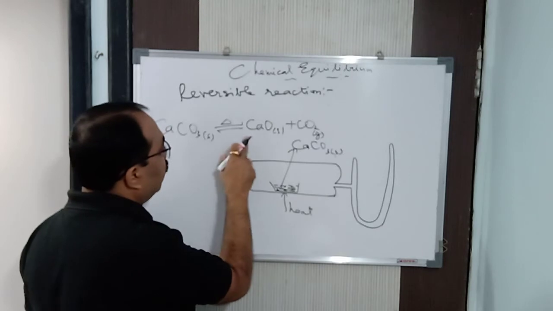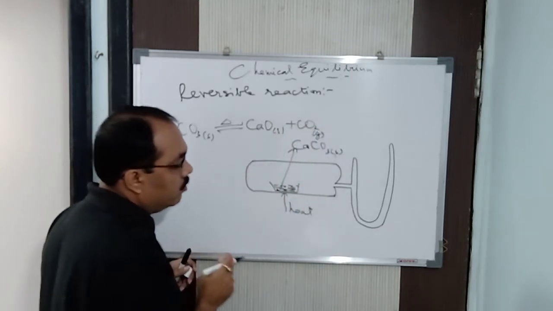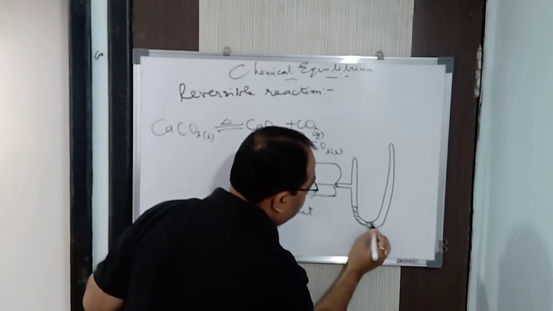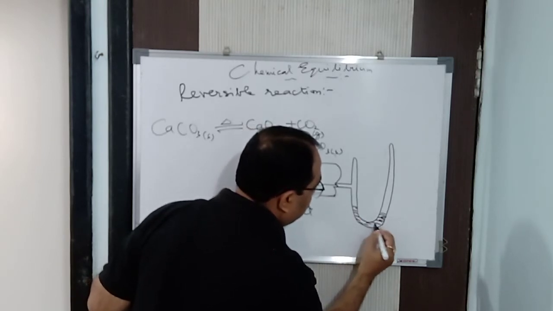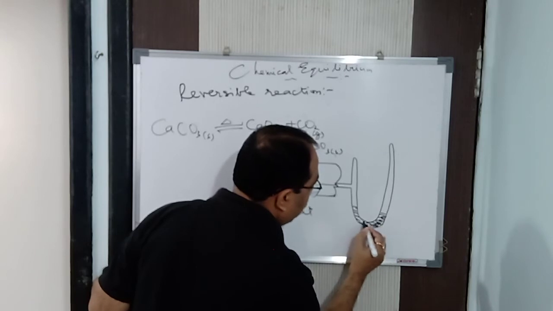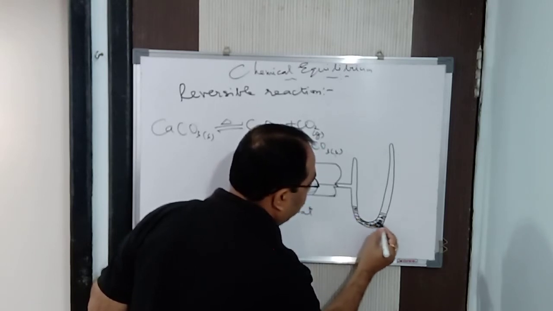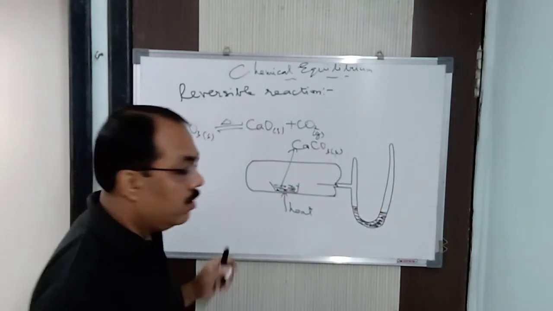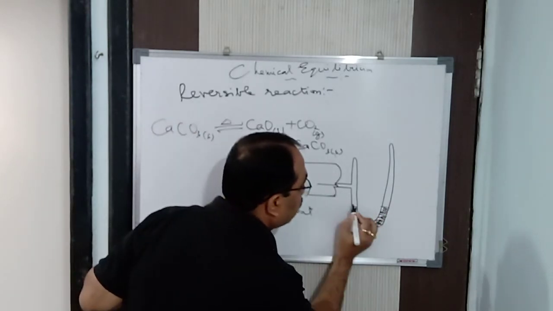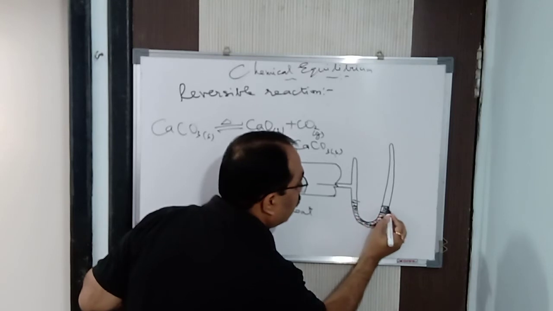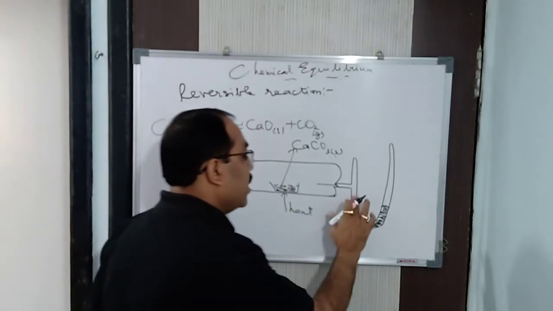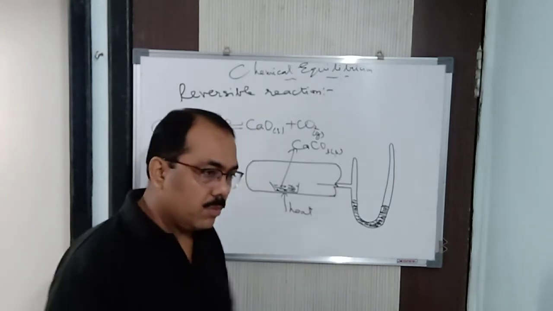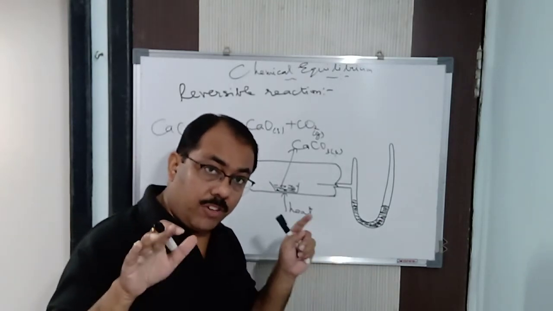Now, when you heat it, what will happen? Calcium oxide and carbon dioxide are produced. The carbon dioxide which is produced goes here. Here there is mercury. Before starting the process, the mercury in both limbs will be the same height, because it is at normal atmospheric pressure. This is before starting the reaction.